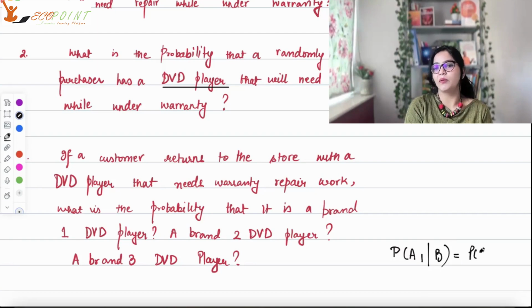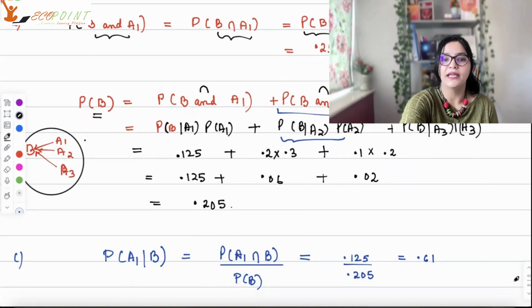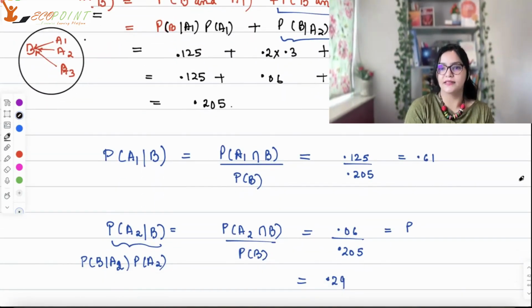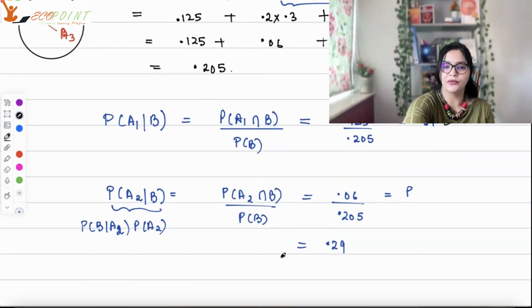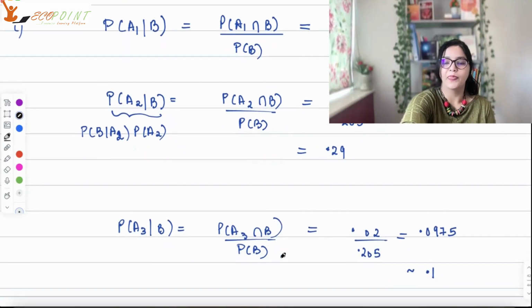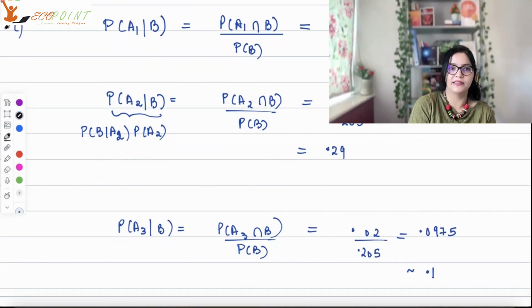So that would be probability A1 intersection B upon probability B. A1 intersection B I have already figured out. Probability B was the total probability I have already figured out. Hence, it's very easy to find these probabilities: 0.125 upon 0.205. So 0.61. Similarly, you can find A2 intersection B with the product rule. Similarly for A3. The whole idea is that this is the probability that we have just figured out in part C. This is what is Bayes' theorem.